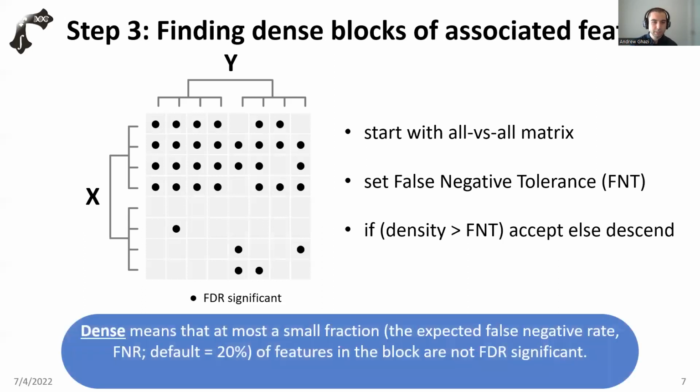And so what dense means here is that at most a small fraction is not FDR significant. So at most, the small fraction has a blank cell. And this is what we call the false negative tolerance, or FNT.